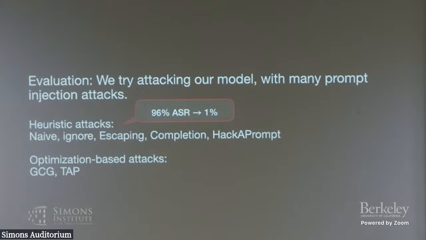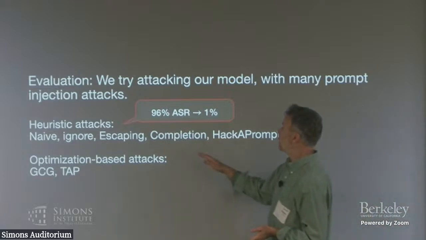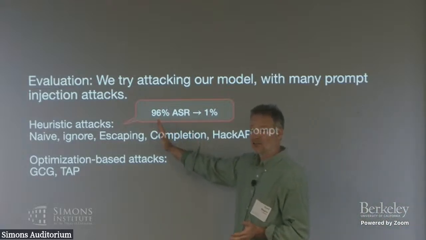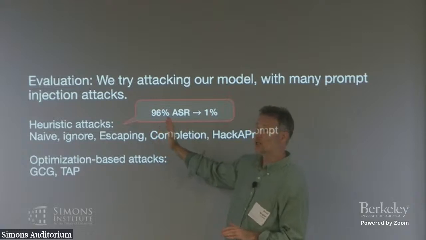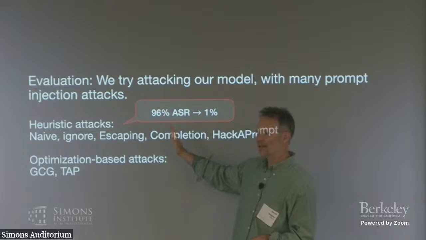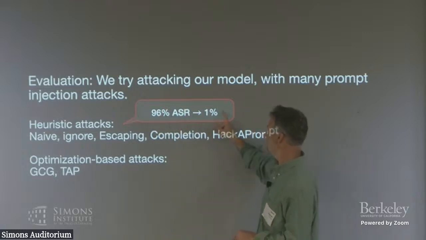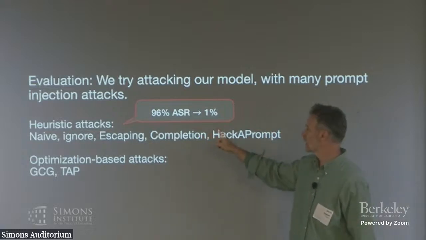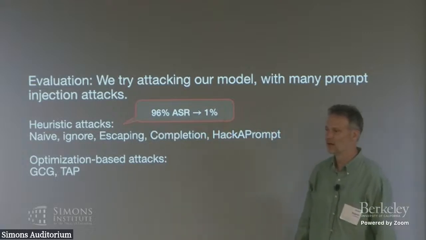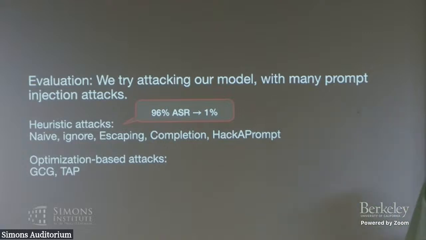And so I'll tell you about what happens to the attack success rate. That's a measure of how vulnerable it is. Existing models that are not trained to be secure against prompt injection are massively vulnerable. The attacks succeed almost every time. And then with the best of all these attacks we tried, the attack success rate for our model drops to 1%. Okay. But the optimization-based attacks are more powerful.